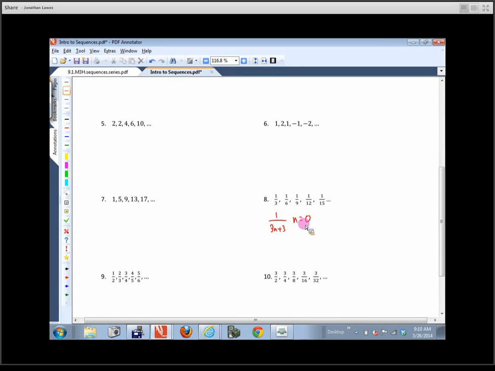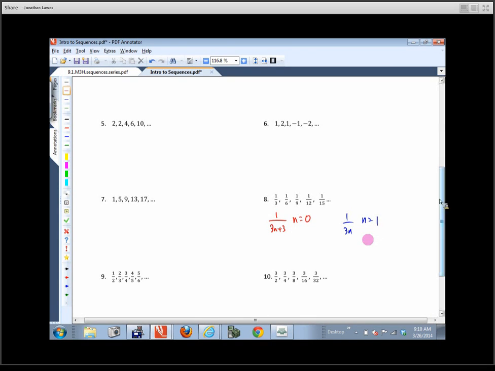And then somebody else came up with a different formula. Who was it? Nathan, what was your formula? I think it was 1 over 3n, and what did n need to start with? 1. N started with 1. Okay? All right.